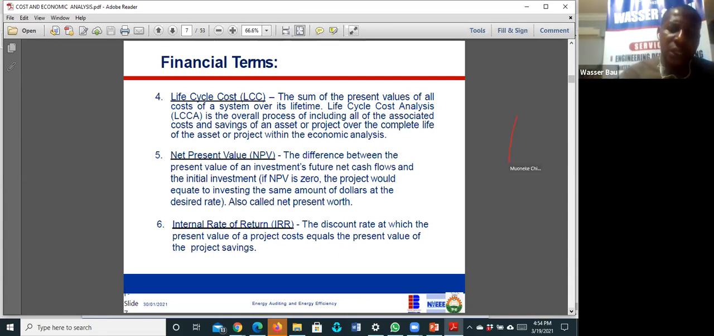I mean, we're all engineers. So if the initial investment is more, you get a negative value. Any project that has a negative NPV is a bad project. I want it to sink in.